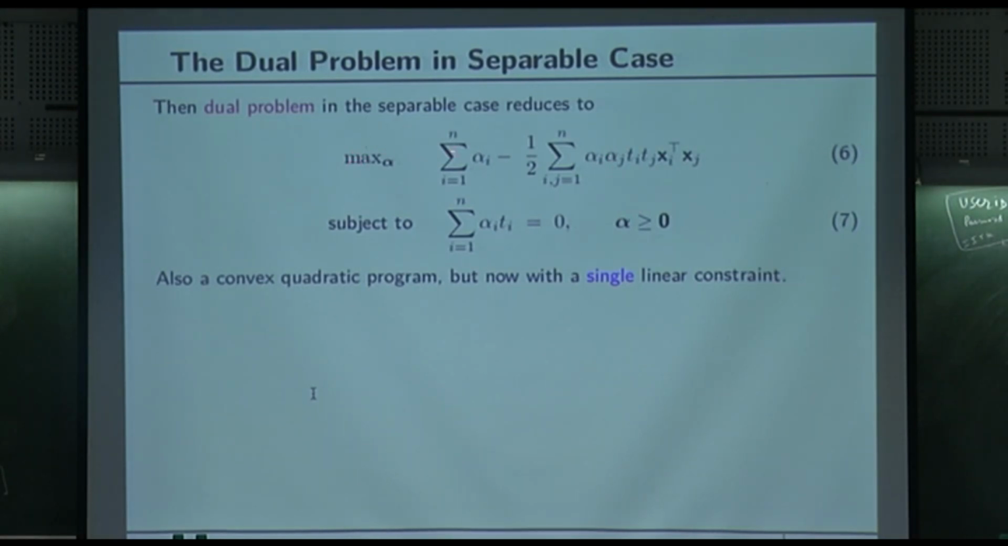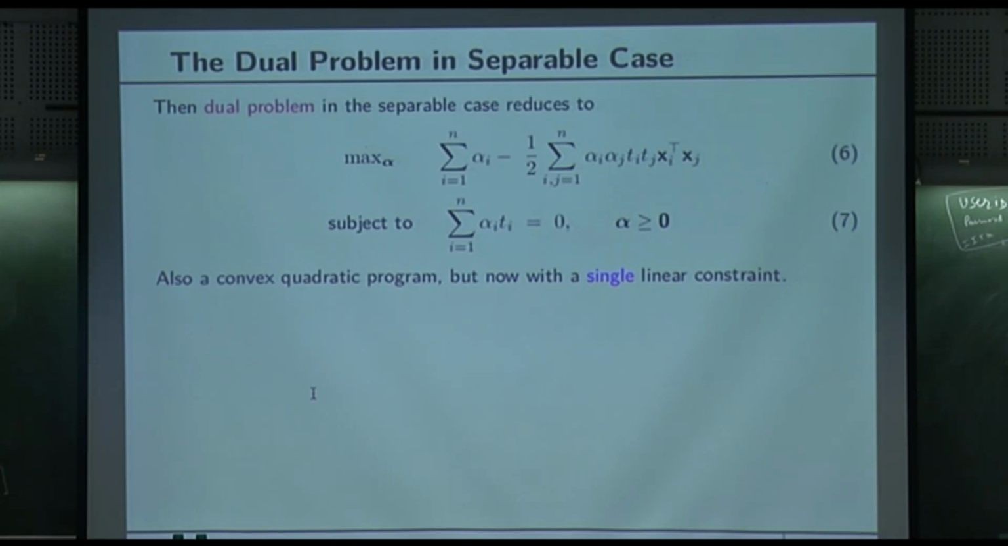You want to maximize over alpha the sum of the alpha_i's minus 1/2 the sum of alpha_i alpha_j t_i t_j x_i transpose x_j, subject to the sum of alpha_i t_i must be equal to 0, and alpha must be greater than or equal to 0. Why do we like this problem better? This is also a convex quadratic program. Nothing much has changed. It's a convex quadratic program. But it only has a single equality constraint. These inequalities of alpha greater than or equal to 0 are trivial to handle. They are not very complicated constraints. The only non-trivial constraint is this one, the sum of alpha_i t_i must be equal to 0. And that makes life easy.